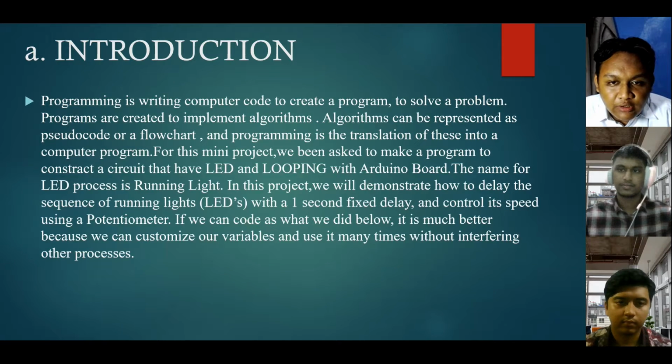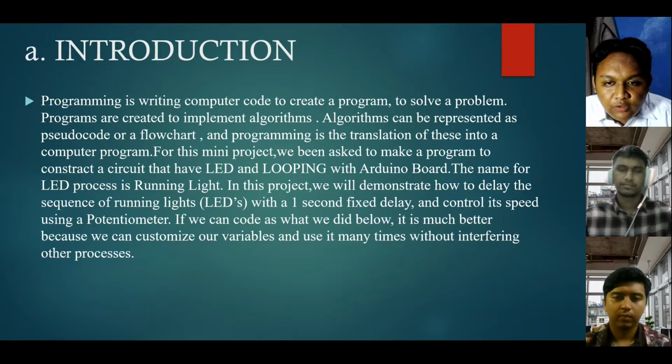For this mini project, we've been asked to make a program to construct a circuit that has LEDs and looping with an Arduino board. The name for this LED process is running light. In this project, we will demonstrate how to delay the sequence of running lights, which is LED, with a 1 second fixed delay and control its speed using a potentiometer. If we code as we did below, it is much better because we can customize our variables and use them many times without interfering with other processes.